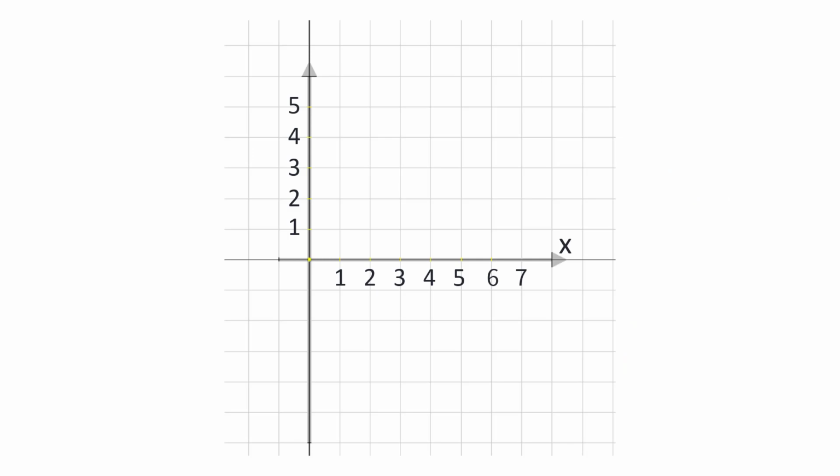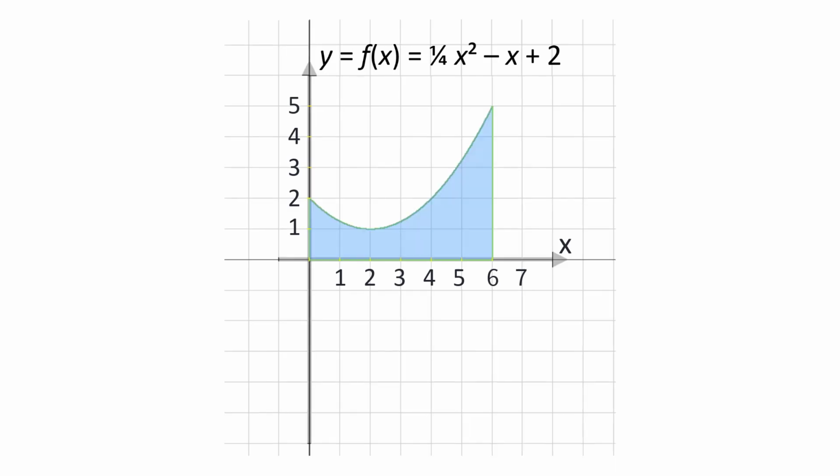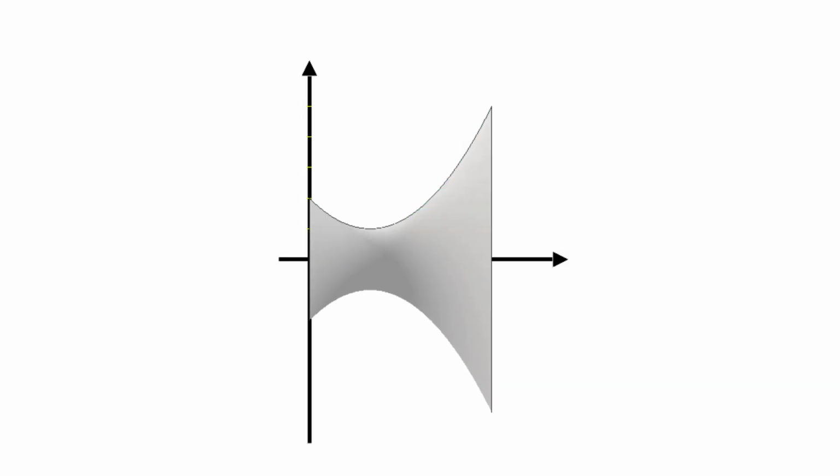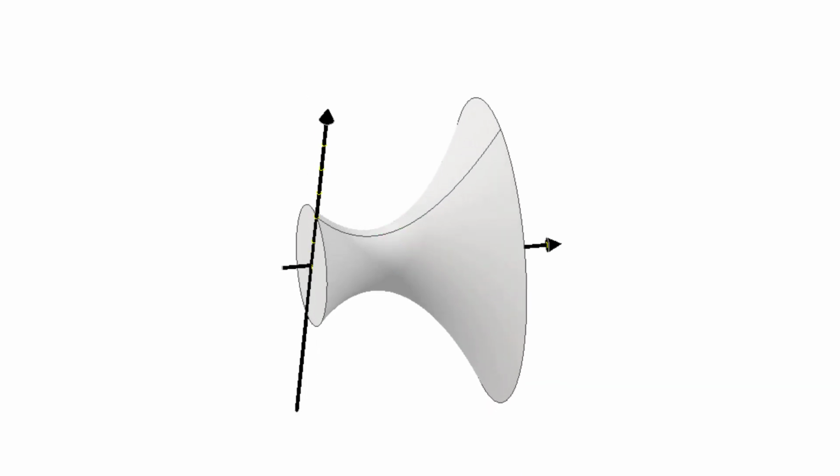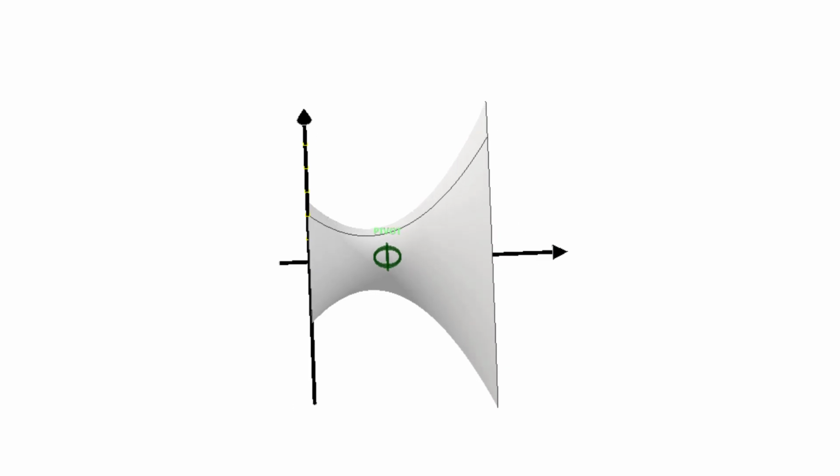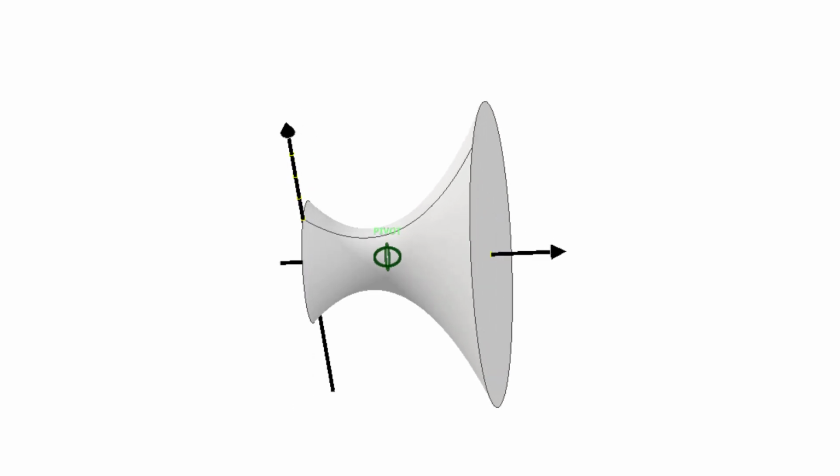Now, consider the region between this curve, y equals f of x equals 1/4 x squared minus x plus 2, and the x-axis, from x equals 0 to x equals 6. Revolve that region about the x-axis to form a solid. This is an example of a solid of revolution. We would like to find the volume of this solid.